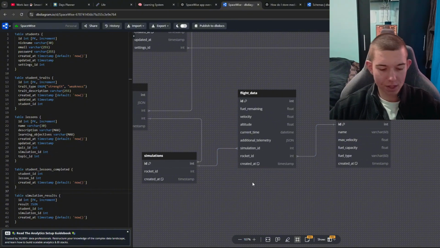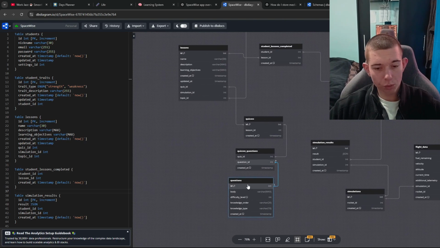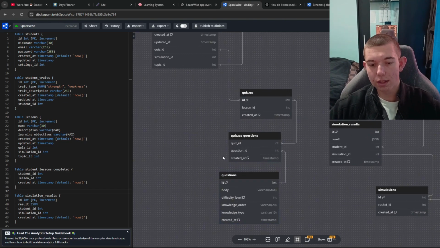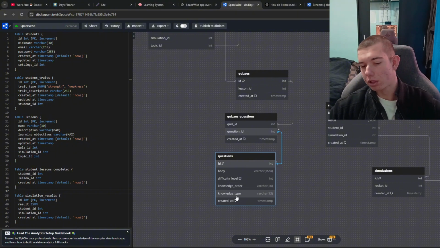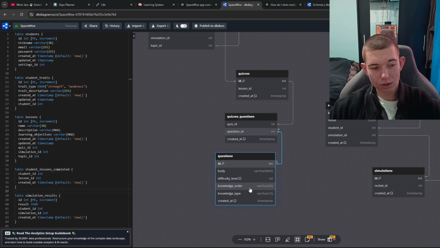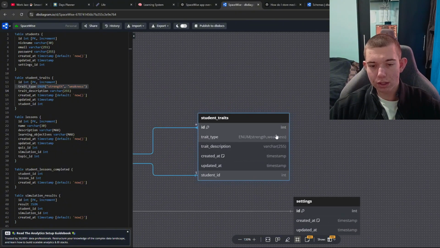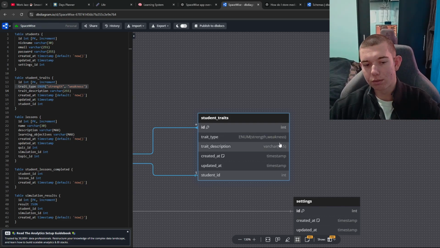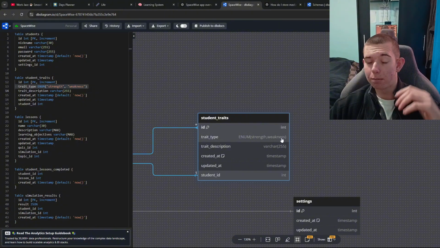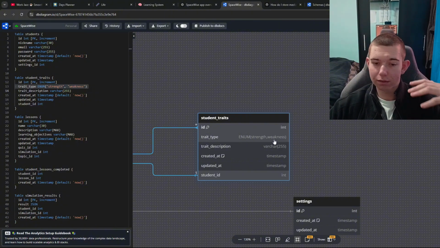So yeah, nice. Then we have the questions for the quizzes. We have the knowledge type, knowledge order. Here I can actually put some enums, like we have in student traits. If we go to student traits, we have an enum here, which means that we can only have two values. We only have strength and weakness right now in this example. If we had more values, we could have 3, 4, 5.